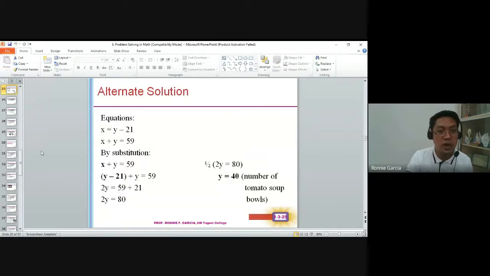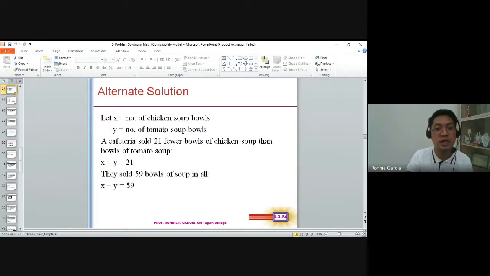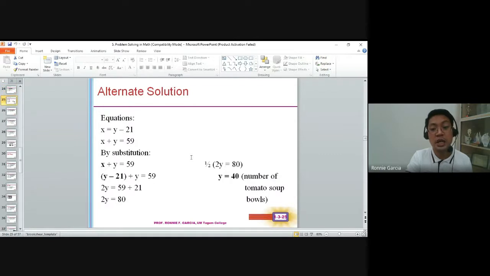Again, what is our y? Sa previous nga slide ganina, y is equal to the number of tomato soup. So, we are already done. Kay mao man ipangayo sa problem, how many is the number of tomato soup bowls nga na-sold? So, the answer is 40. So, whether you use algebra or you just guess your answer, 40 jud ang mugawas.